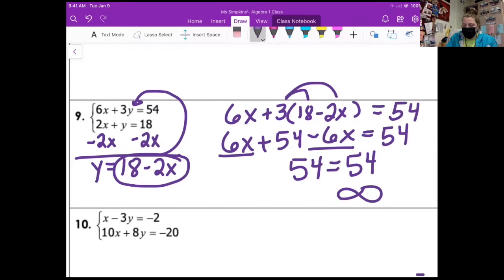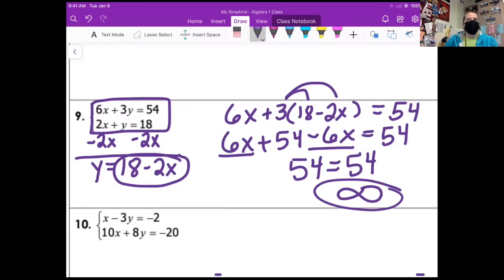How do we know that? Well, I want you to go back and look at the original 2 equations. Do you see a relationship between those 2 equations at all? They're multiples of each other. If we multiplied the entire bottom equation by 3, we would get the top equation. 2x times 3 is 6x. Y times 3 is 3y. 18 times 3 is 54. Because that's true, our answer is going to be infinite solutions.